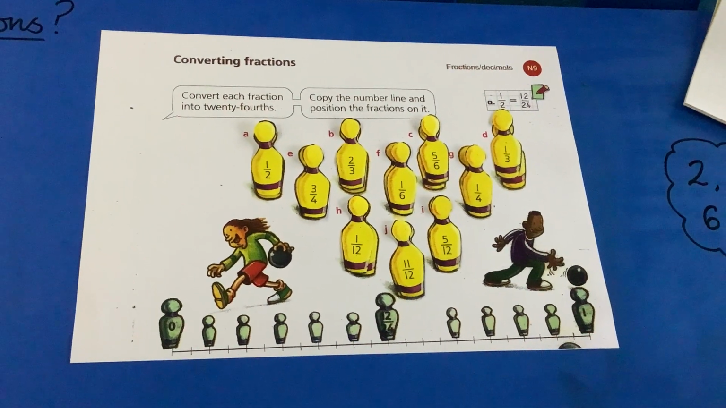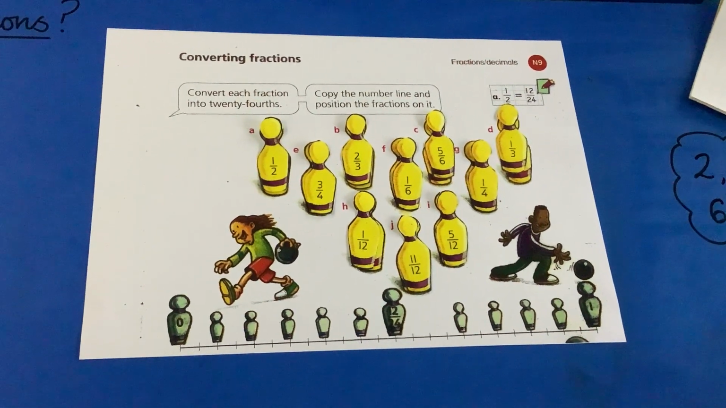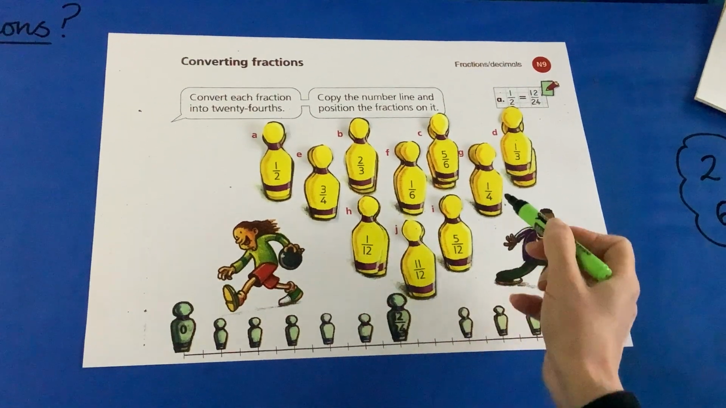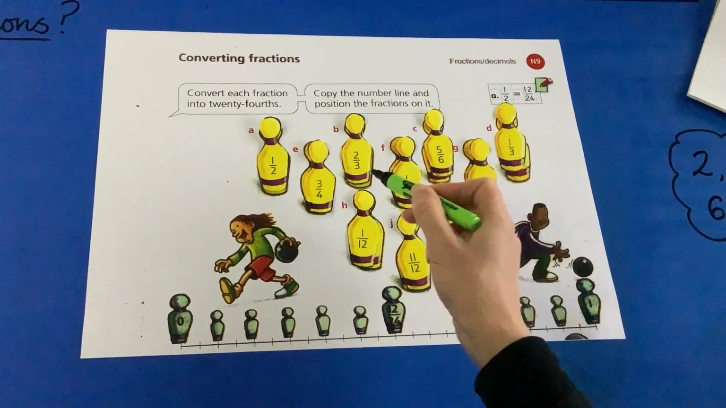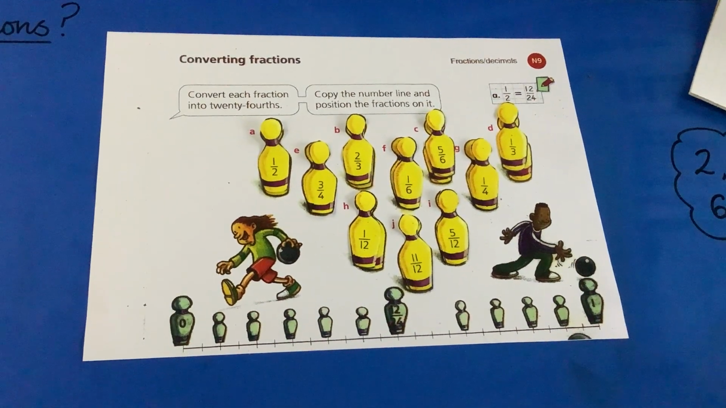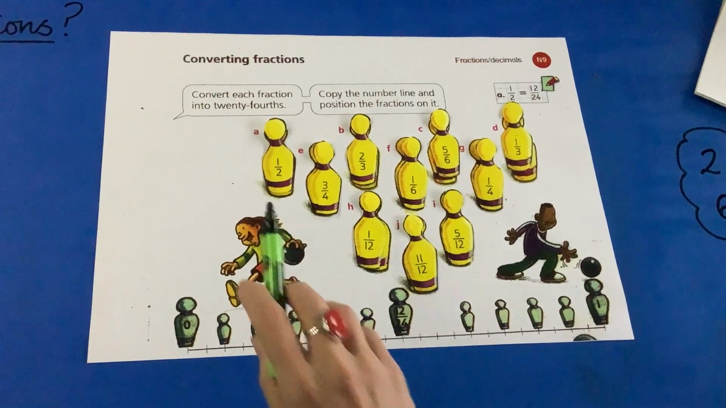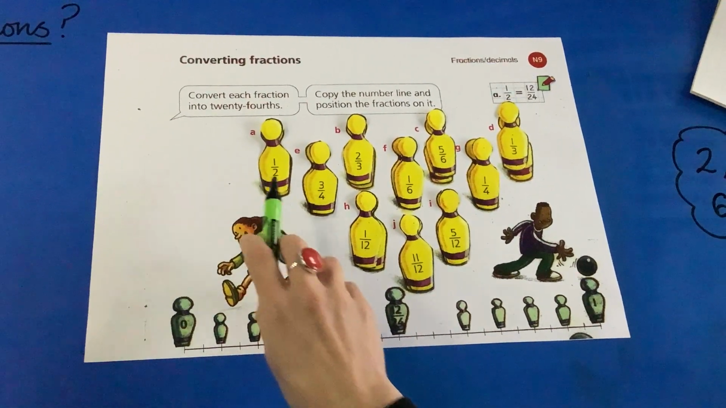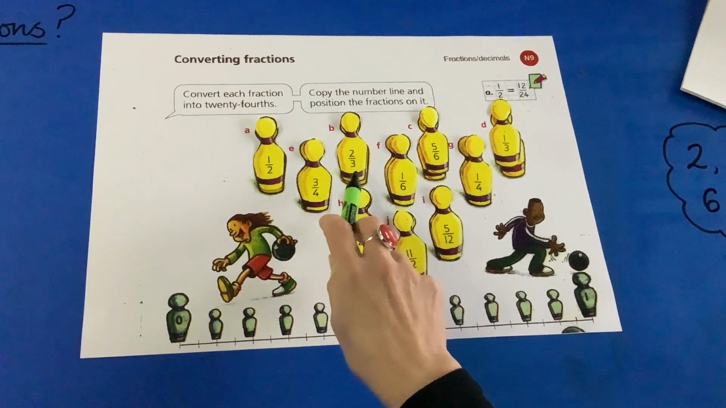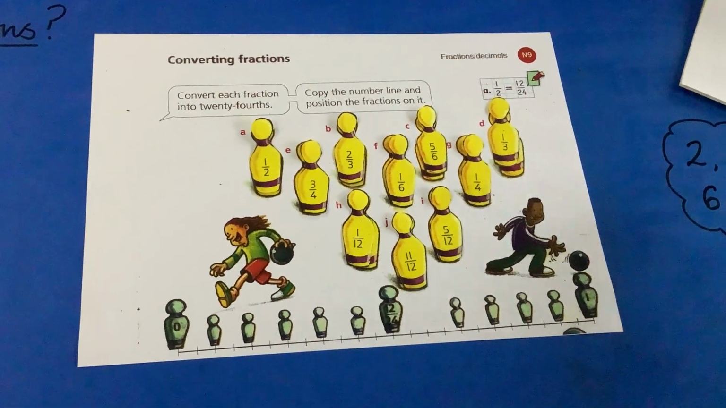Now, at the moment, these fractions have all got different denominators. They've all got different numbers in the denominator place, which makes it impossible to order them without making all the denominators the same. So let's have a look at some of the denominators we've got here. We've got 2, we've got 4, we've got 3, we've got 6, and we've got 12. So I've written my denominators over here.